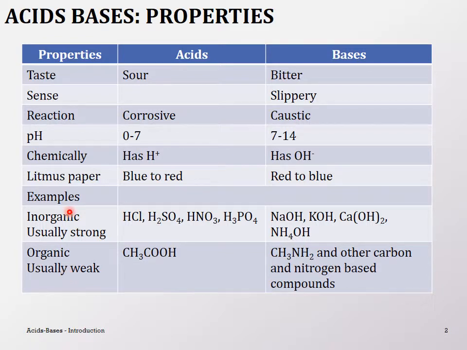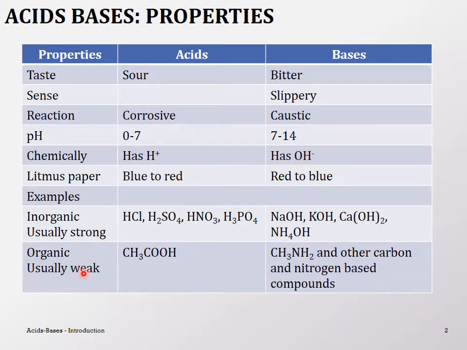Inorganic acids or mineral acids are usually considered to be strong acids, and you've encountered these before in your lab and you will continue to do so. So for example, hydrochloric acid, sulfuric acid, nitric acid, phosphoric acid. These are all very common acids that you find in the lab. Common bases that you will find in the lab would be sodium hydroxide, potassium hydroxide, calcium hydroxide, ammonium hydroxide. Those are also all bases. All have hydroxides in them. Again, that's what we said. It's kind of a key identifier for a base.